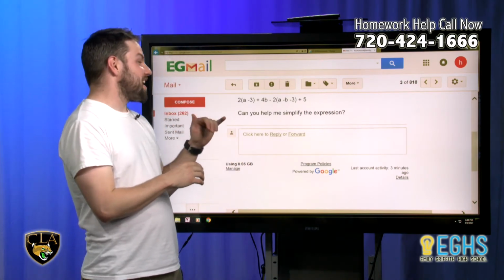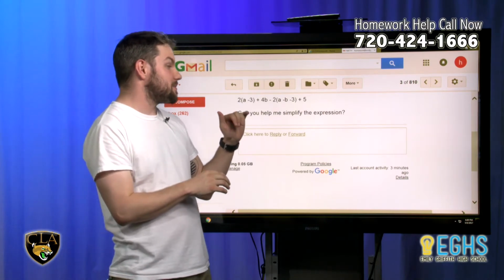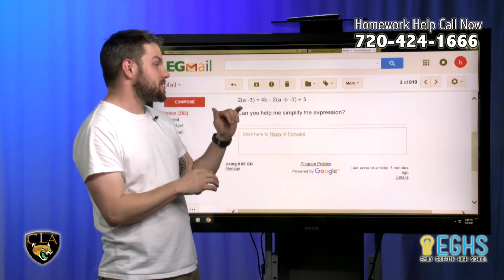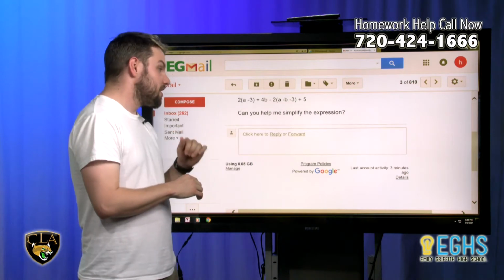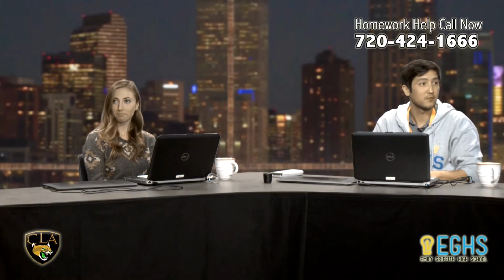2 times (a minus 3) plus 4b minus 2 times (a minus b minus 3) plus 5. Can you help me simplify the expression? Yes, I can. Thank you for asking.